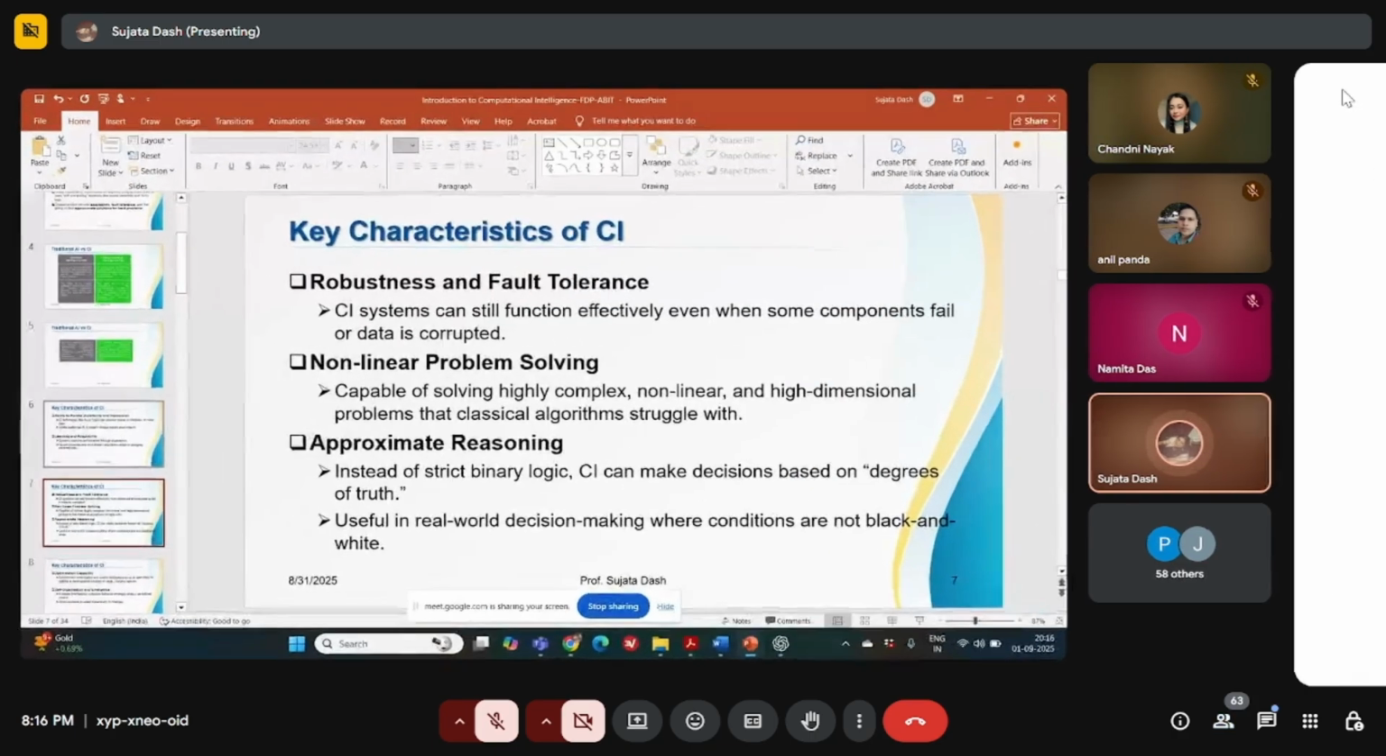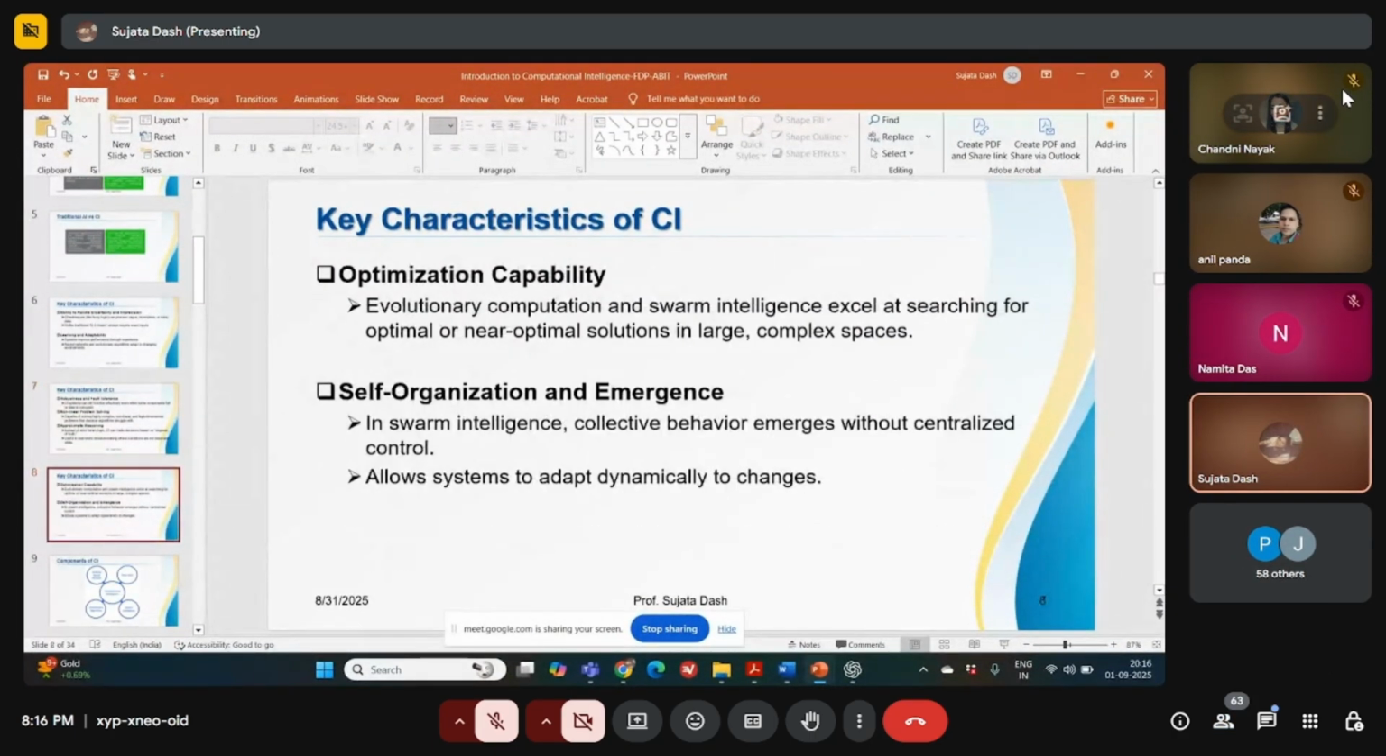And next is optimization capability. Many real world problems involve finding the best possible solution among countless possibilities. For example, designing airline schedules, optimizing delivery routes, or logistics. There are many routes, and you have to find the optimum one. Similarly, many schedules can be prepared for an airline, but the optimized schedule can only be prepared using CI techniques. Allocating resources in industries or healthcare is also possible using these CI tools.